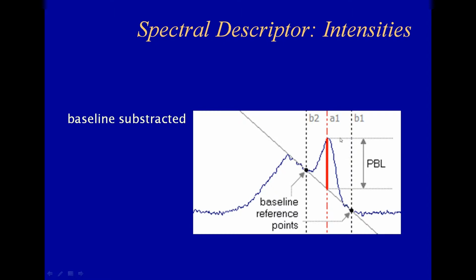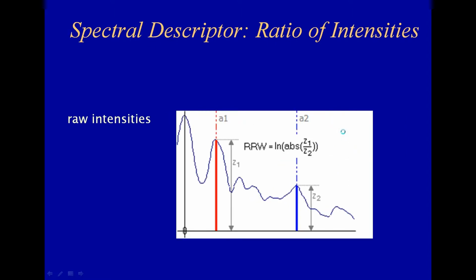Besides the intensities, ImageLab also supports the ratio of intensities. So you can just specify 2 wave numbers, for example this one and this one, and calculate the ratio of the raw intensities of those 2 peaks.